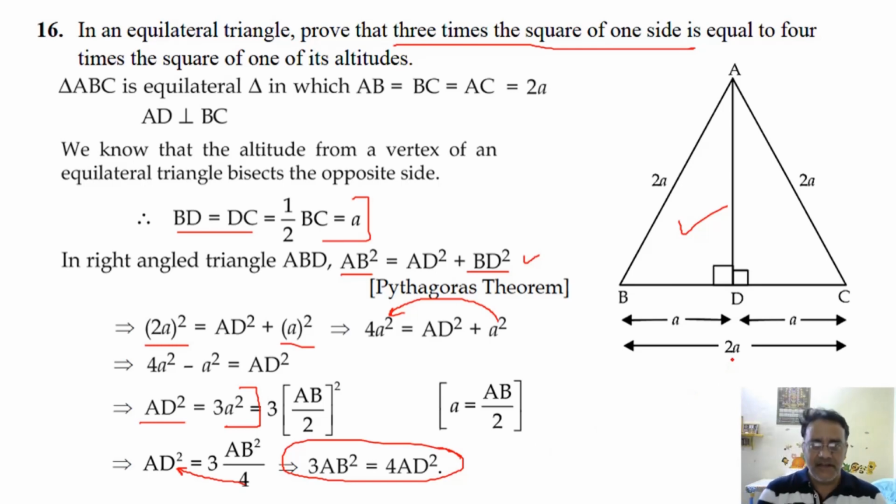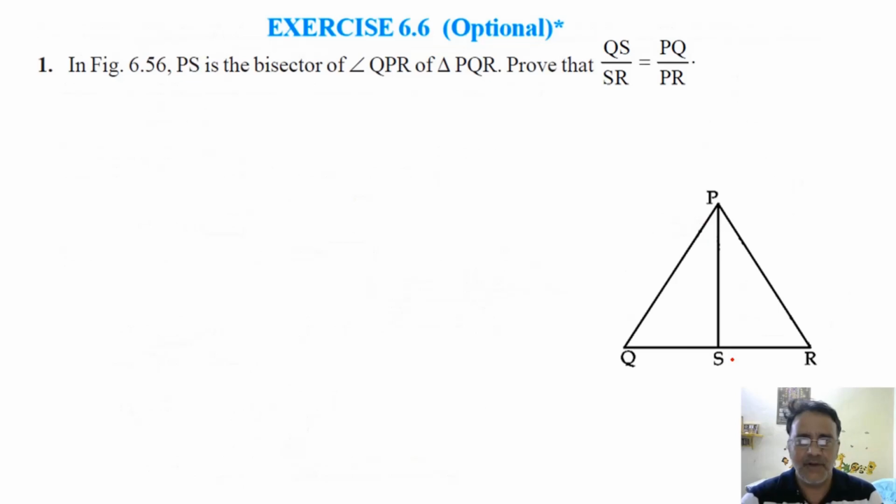Okay, right. Now this is the last important question from that exercise 6.5 and 6.6 optional exercise. I would like to explain two questions, first and ninth question. Because these two questions are good and a board can give these two questions. In figure 6.56, PS is the bisector of angle QPR. So these two angles are equal. Prove that QS upon SR is equal to PQ upon PR.